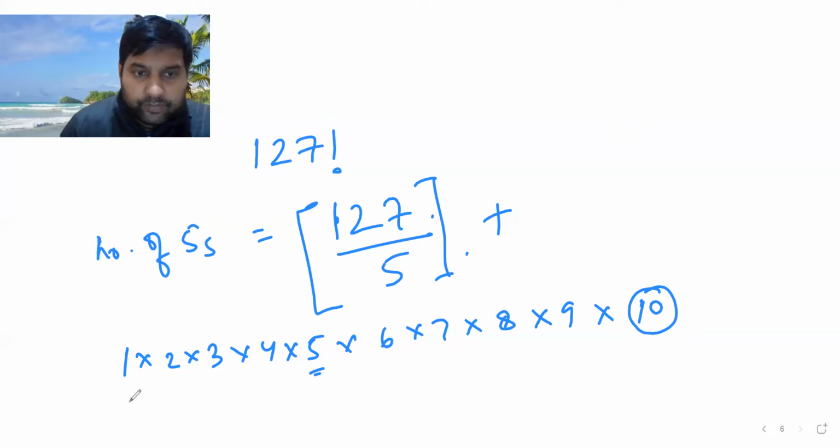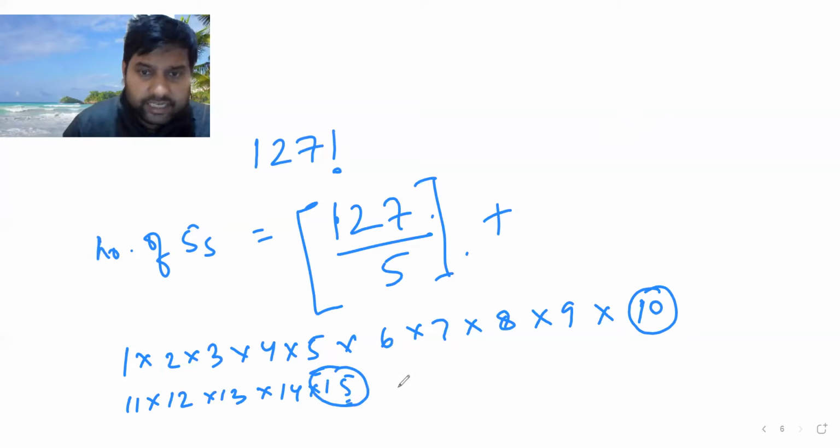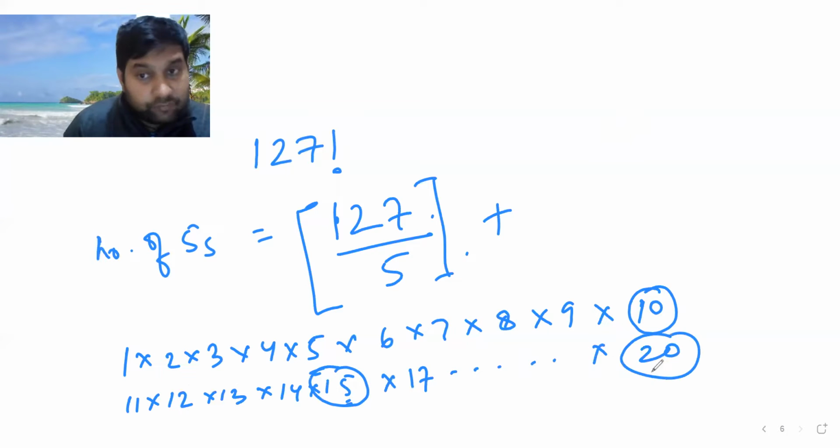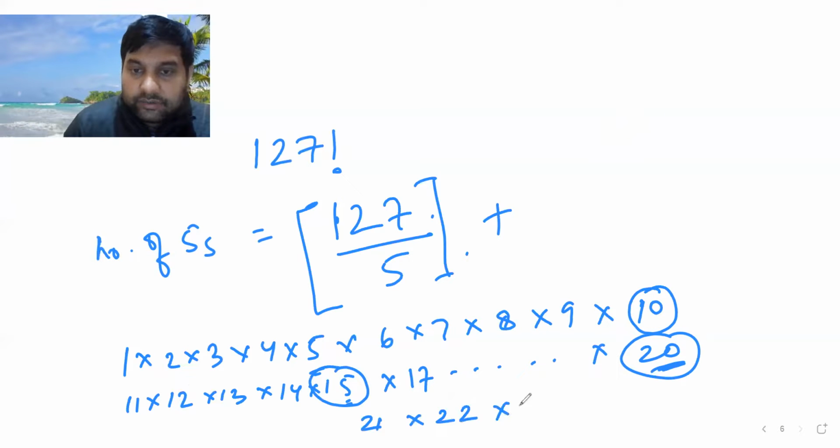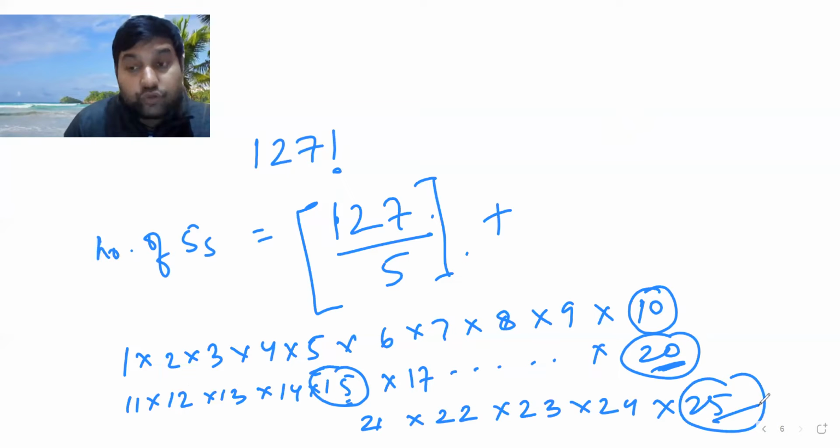Then you go 11 into 12 into 13 into 14 into 15. You get another 5 here, right? Then you go 16 dot dot dot into 20. You get one more 5 here. So 20 is 4 into 5. Then you go 21 into 22, 23, 24 into 25. You get 2 5's here, because it is 5 squared.